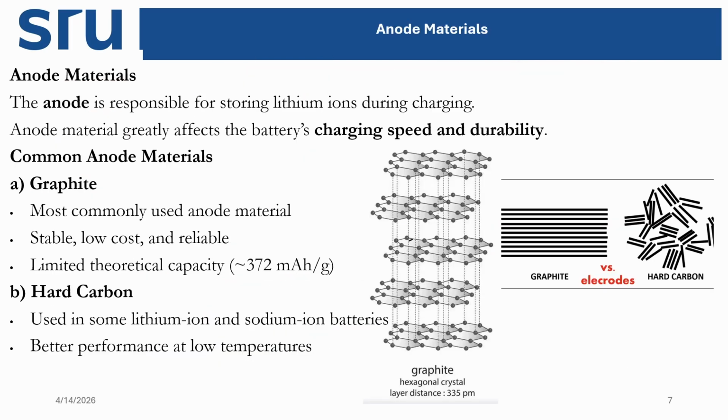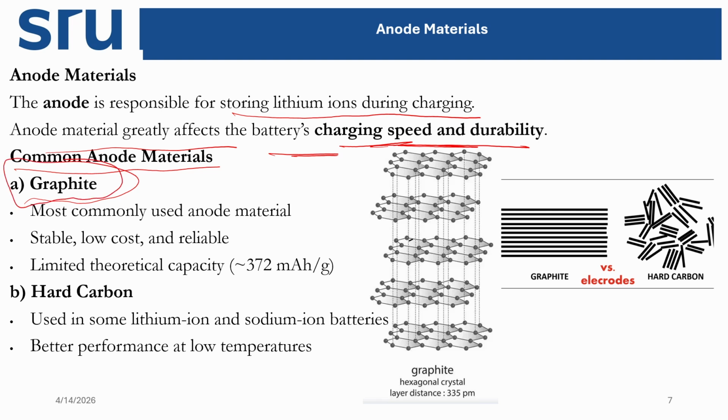Anode material: these are the cathode materials we talked about. Now, what is the anode material used for? The anode is responsible for storing lithium ions during charging. Anode materials greatly affect the battery's charging speed and durability. So on one side is the cathode material we used, and on the other side is the anode material. The most widely used one is graphite.